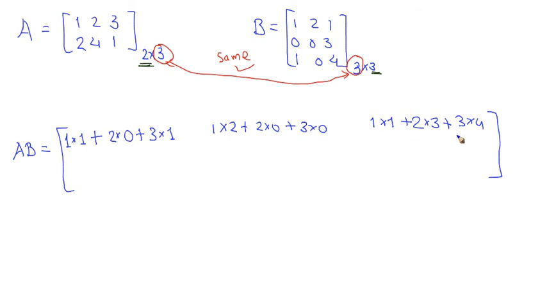Now what about the first row, third entry? So first row of this, and because it is the third entry, the third column of B. So 1 into 1, then 2 into 3 plus 3 into 4. So this is the first row.